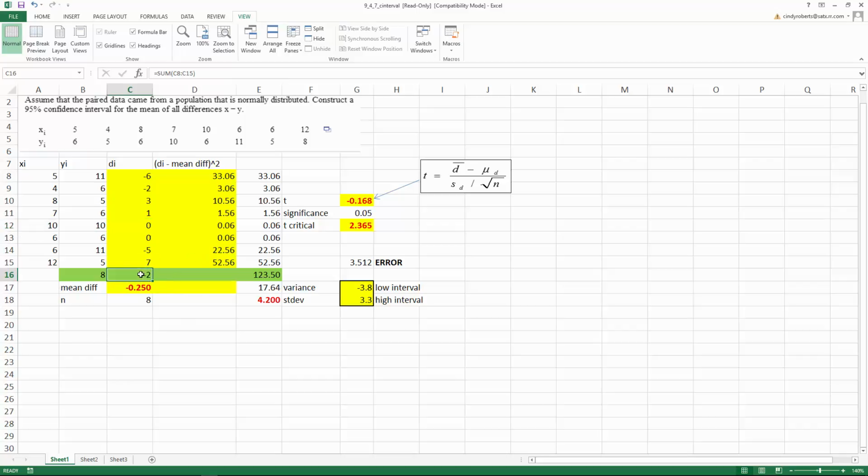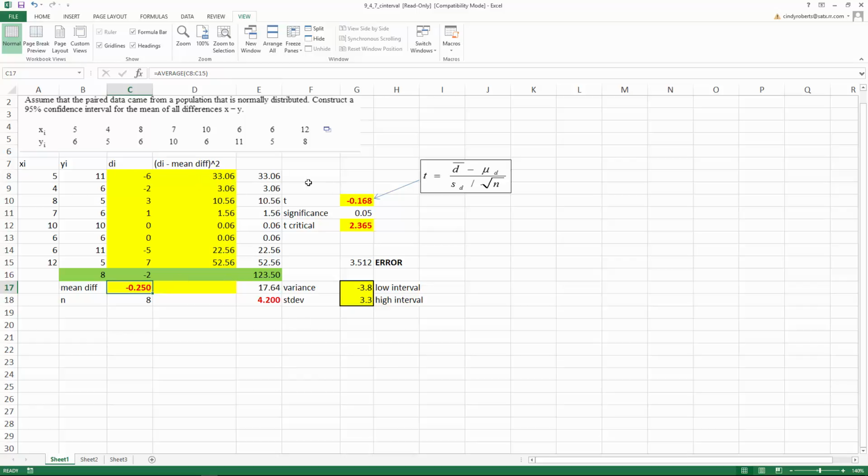And then here I'm going to get the sum of those differences. Why did I get the sum of the differences? Because then I want to find the mean difference. To find the mean difference, I either could have taken that sum and divided by the number of values, or in this case, I just used the average. So that gives me the mean difference.